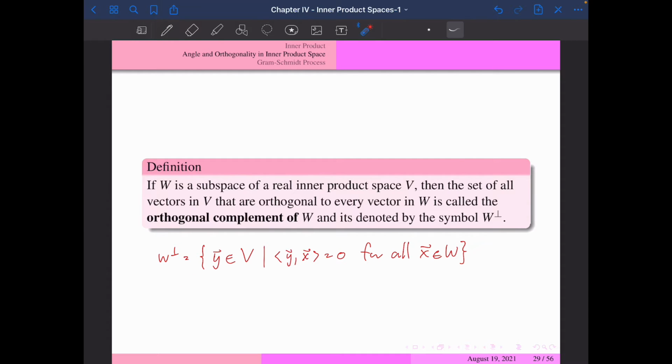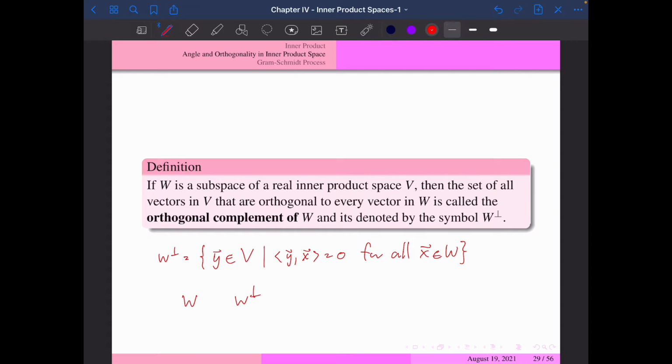When we have a new definition, the first question in linear algebra is to make sure that this set is a subspace of V. So the first question is: is the set W perp a subspace of V? And for the second one, from the definition, if we have W, we will have W perp, right?